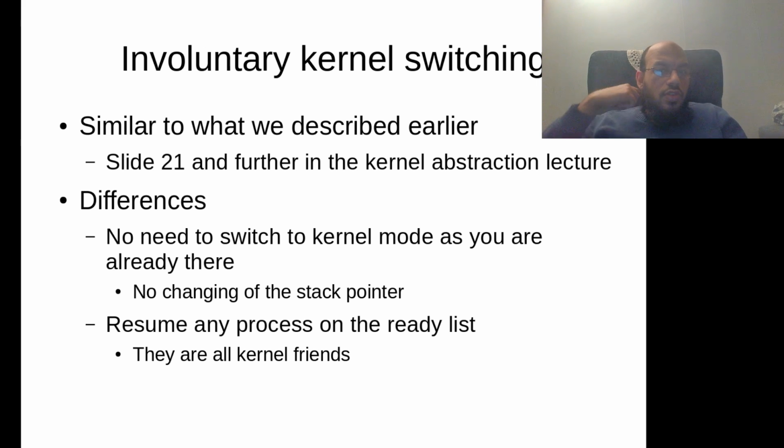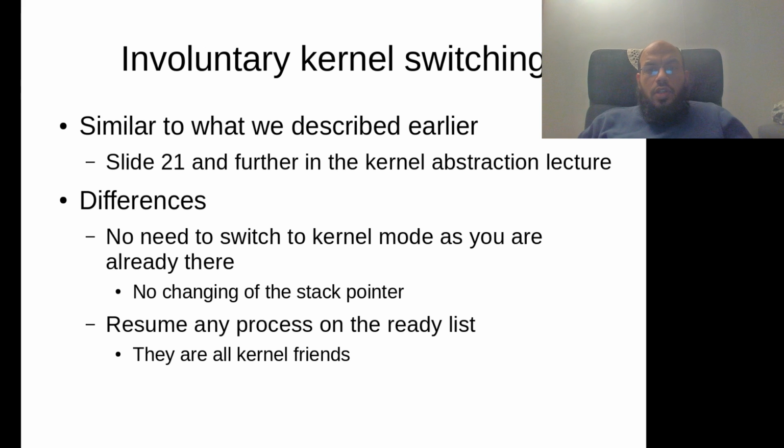The main differences between involuntary kernel switching and a process switching, or even a user thread switching, is that if you're running as a kernel thread, there is no need to switch back to kernel mode, as you are already there. So you're already in kernel mode, so it doesn't make sense to try to go to kernel mode because you are there. And that means that you do not need to change the stack pointer, for example, because your kernel stack is kind of the same.